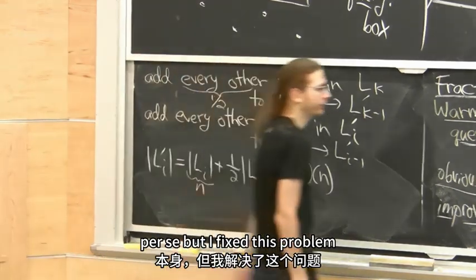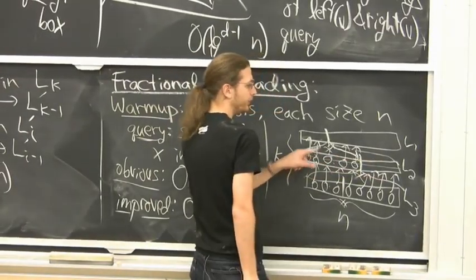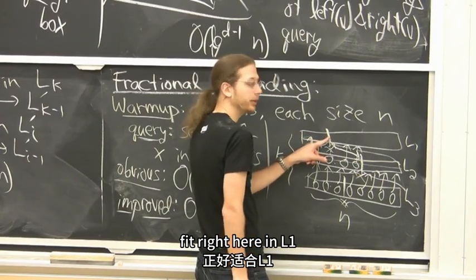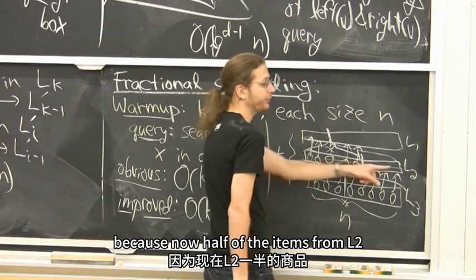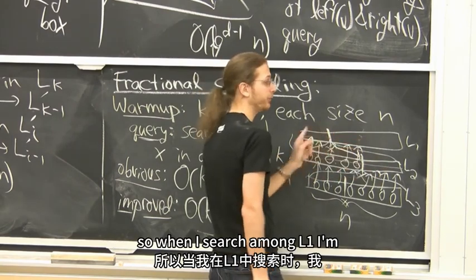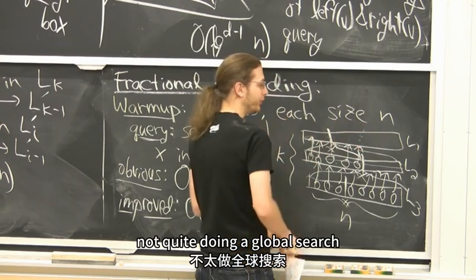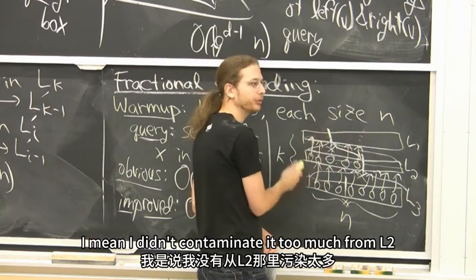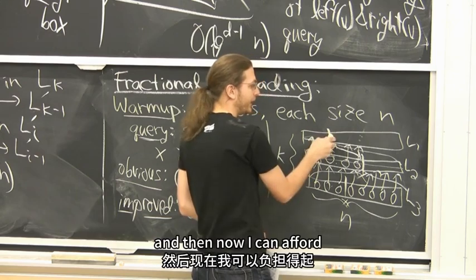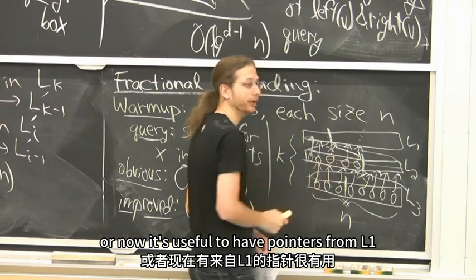But I fixed this problem. If all of the elements in L2 fit right here in L1, it's no longer a problem, because now half of the items from L2 now live in L1. So when I search among L1, I'm not quite doing a global search, but I'm finding where I fit in L1. I didn't contaminate it too much from L2. And now it's useful to have pointers from L1 to L2.